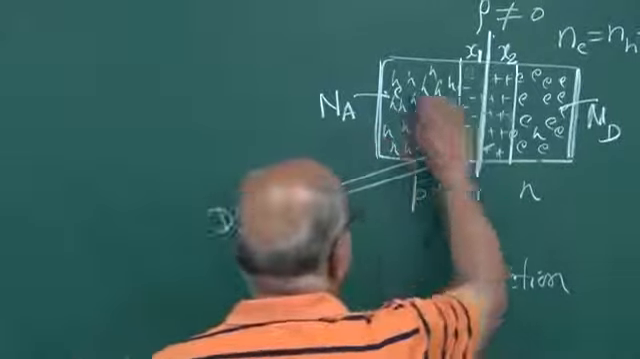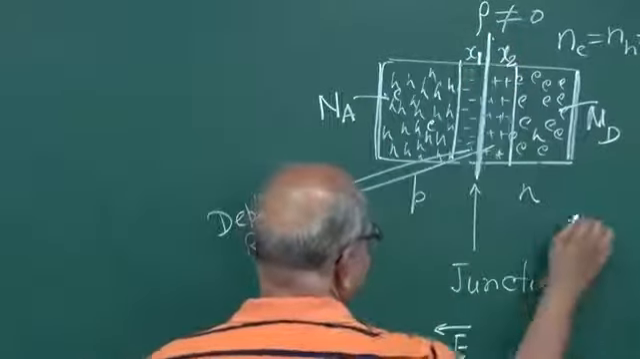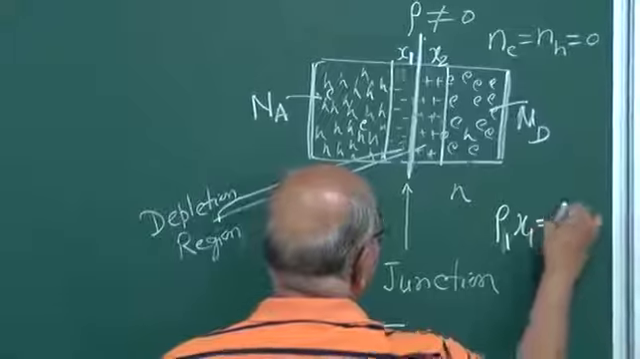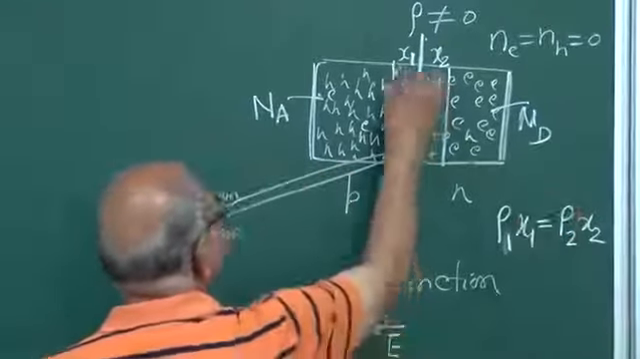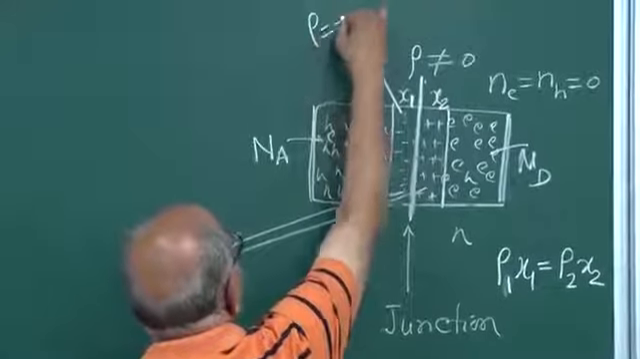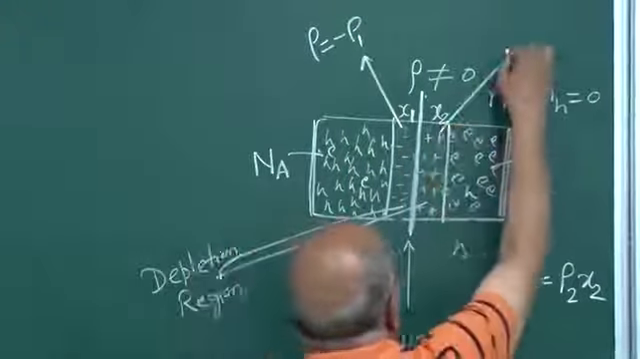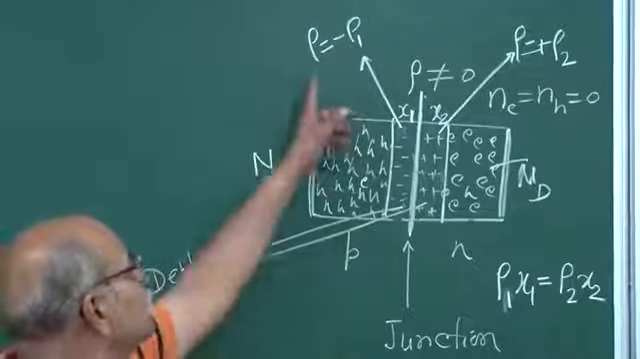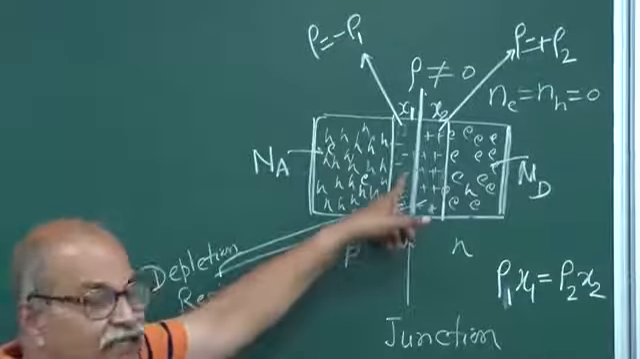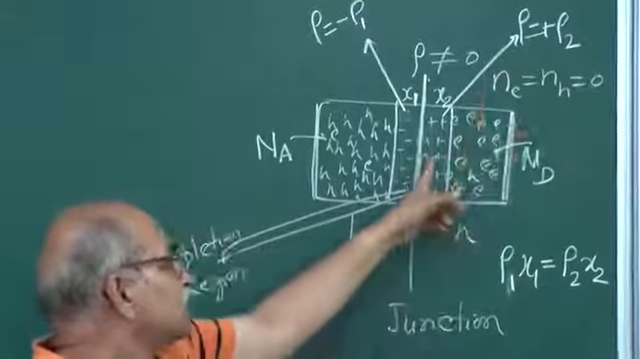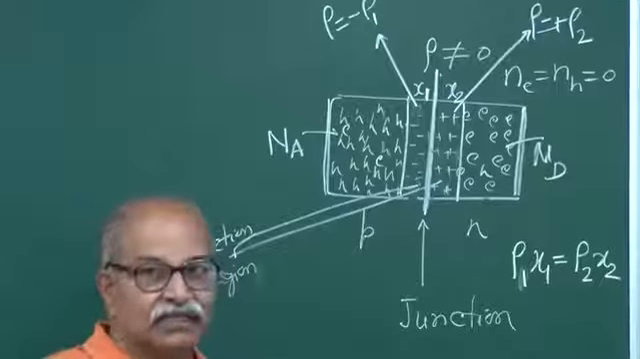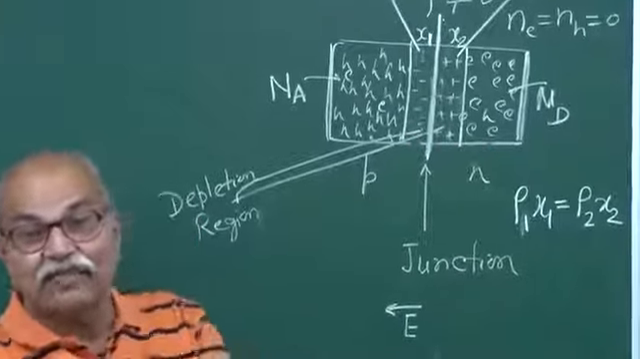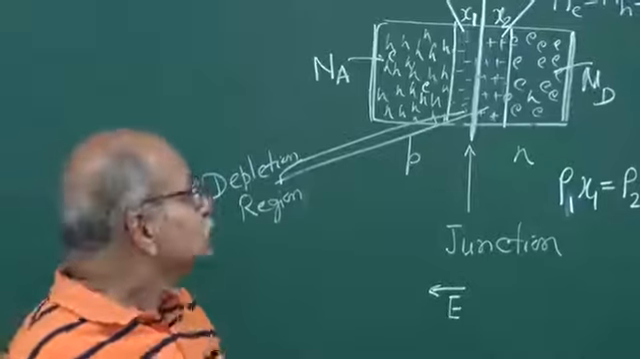And you can always have this relation: rho 1 times x1 is equal to rho 2 times x2. If this is here, rho is equal to say minus rho 1, and this charge density is rho equal to plus rho 2. Then this rho 1 times x1 in magnitude is equal to this rho 2 times this x2, because total charge has to be 0. Everything is neutral. It's only migration of electrons and holes from this side to that side and so on. So the total charge must be 0.